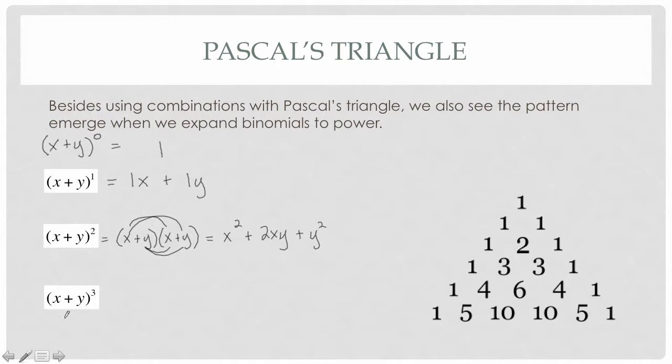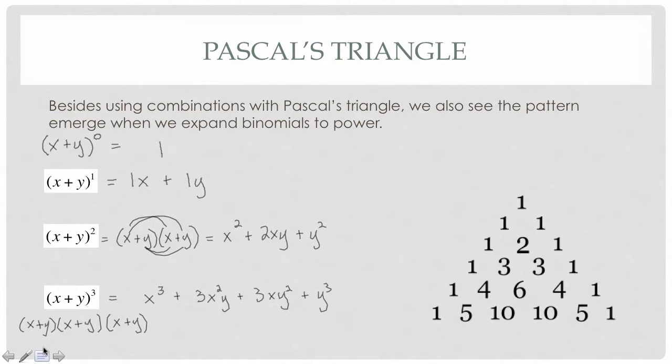And finally, if I multiply this, it's going to be like having x plus y times x plus y times another x plus y. And to keep this short, just trust me that it equals x to the third plus 3 times x squared times y plus 3 times x times y squared plus y cubed.